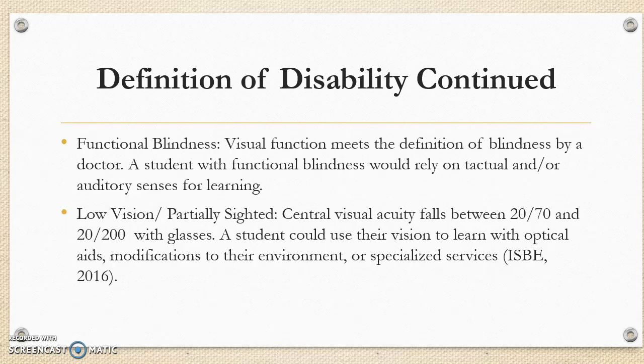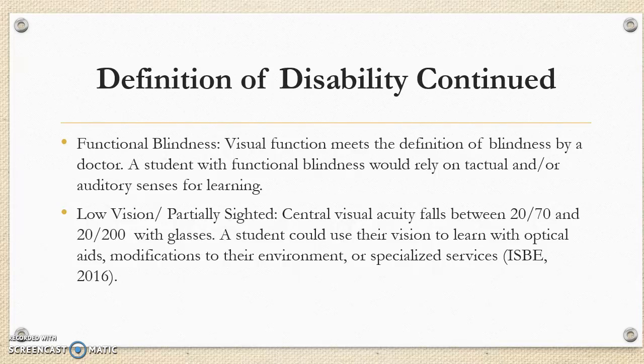A child that has functional blindness would meet the definition of blindness by an eye doctor or another medical doctor such as a neurologist. A person with functional blindness would rely on tactile and auditory senses to learn. A child with CVI, which is cortical visual impairment, would more than likely have functional blindness. I will talk about CVI later on.